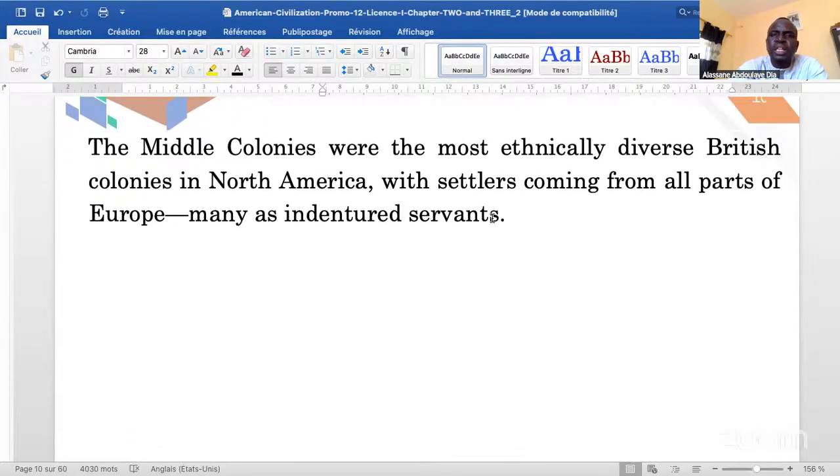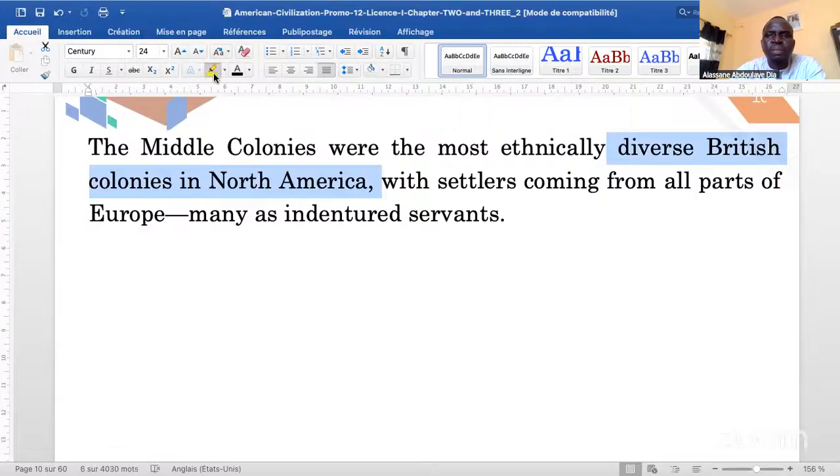So the middle colonies were ethnically diverse. The most ethnically diverse British colonies in North America. What does this mean? This means simply that in terms of population, the middle colonies were mixed and diverse. It's just like the population of Senegal. Senegal, the mixed population, you can find it in the south, in Casamance or in Dakar. It's where so many cultures have come together.